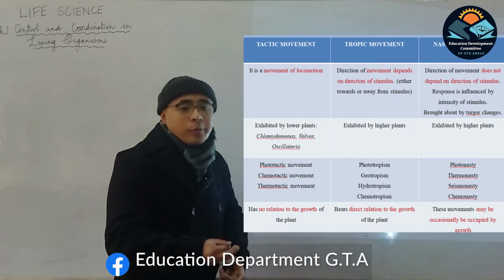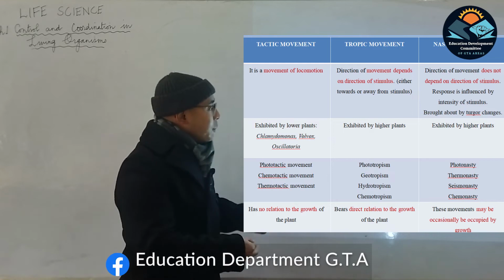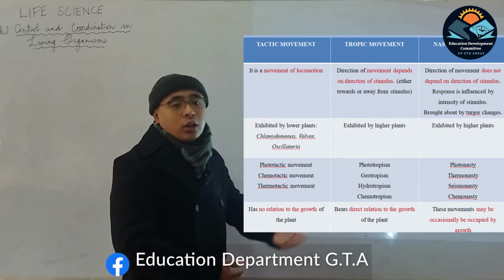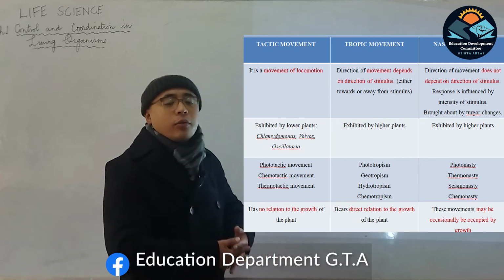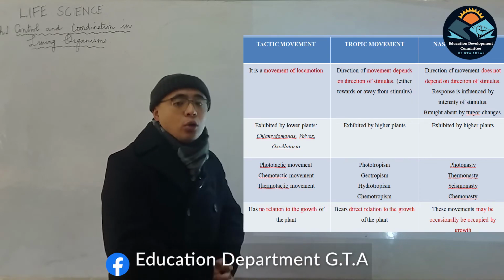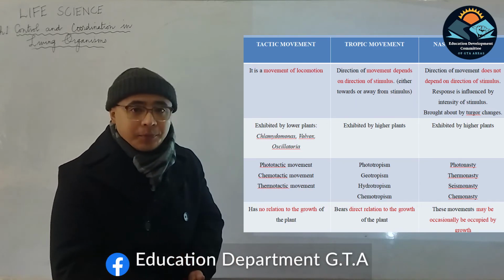Now, what type of plants exhibit tactic movement? The plants that exhibit tactic movement are Chlamydomonas, Volvox and Oscillatoria. These are plants that we have already discussed earlier, and I have told you that they belong to a group of plants known as algae.